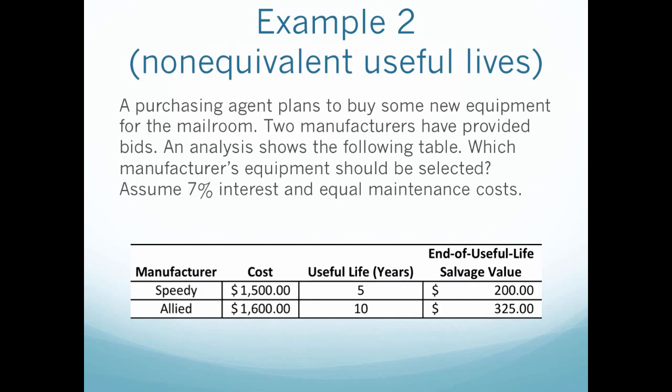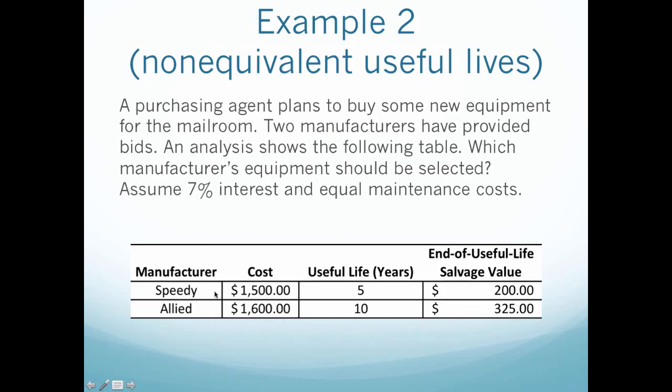Okay, so let's look at an example regarding this. A purchasing agent plans to buy some new equipment for the mailroom. Two manufacturers have provided bids. An analysis shows the following table. Which manufacturer's equipment should be selected? Assume 7% interest and equal maintenance costs.